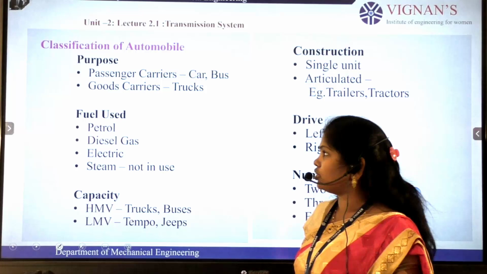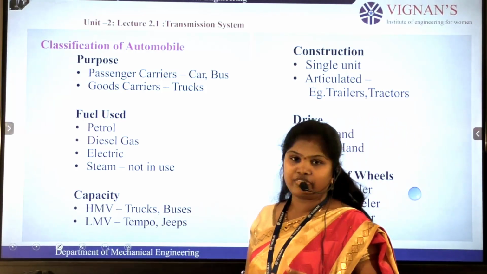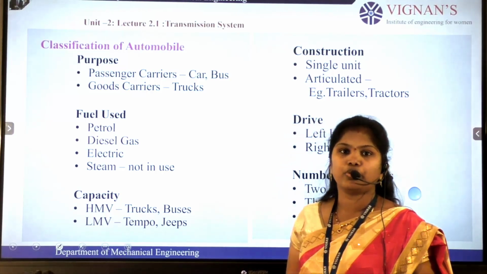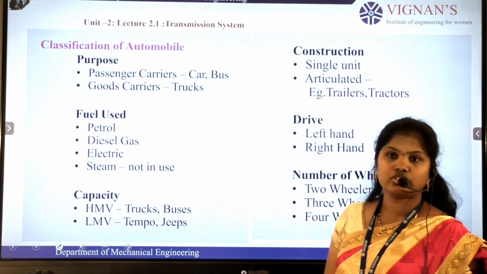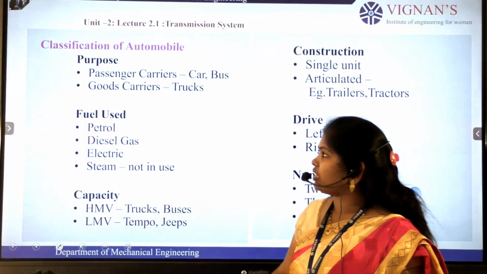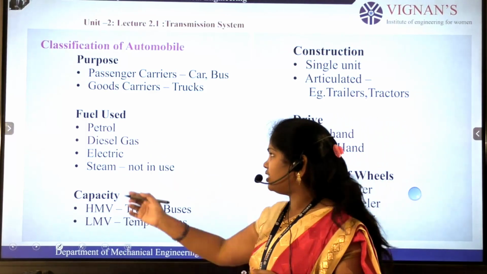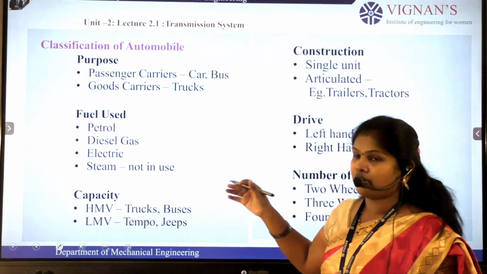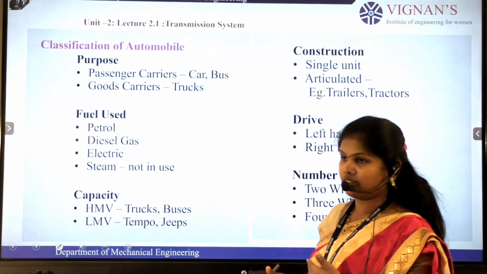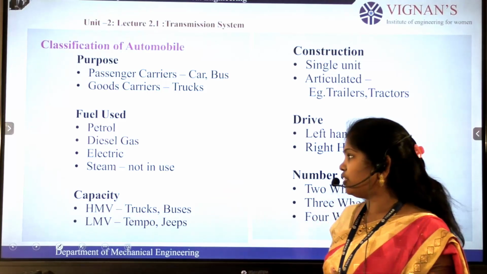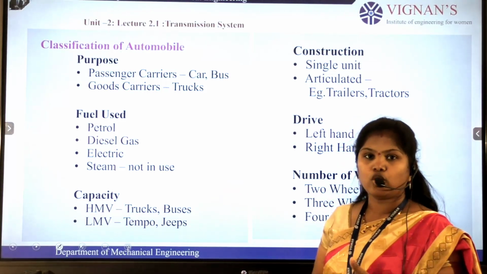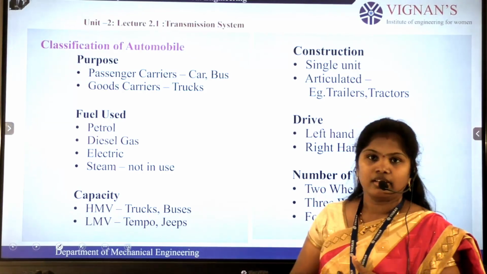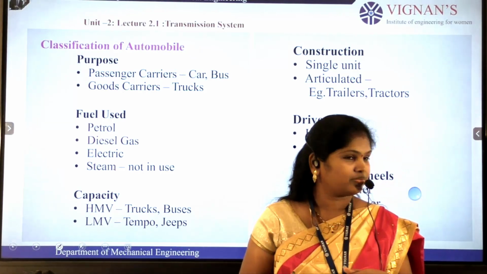Based on the fuels used, we have different types of vehicles. As technology has improved, we have different types of fuel-based vehicles. The basic ones are petrol, diesel, electric vehicles, and steam. At present we are not using steam vehicles. Previously, steam was used in locomotives. At present we are running electric locomotives.